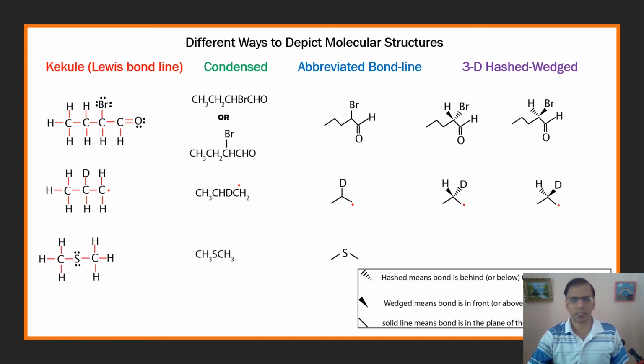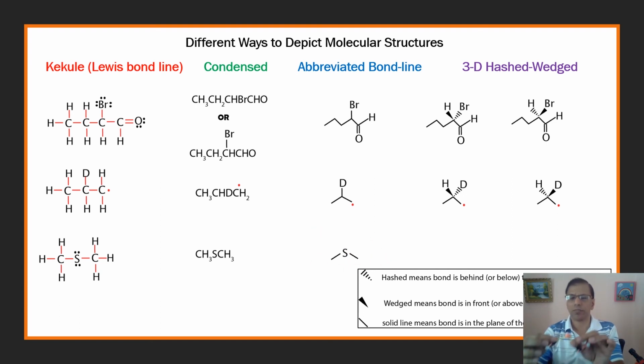So let's look at a final example. In this particular case, this is dimethyl sulfide. Here again, each bonded pair of electrons is represented by a solid red line, and the lone pairs are just shown as is. And for the condensed form, you just write CH3. So this carbon is attached to 3 hydrogens, so you write CH3. Sulfur is by itself, and then you have another CH3 group right here. And this is the abbreviated bond line structure.